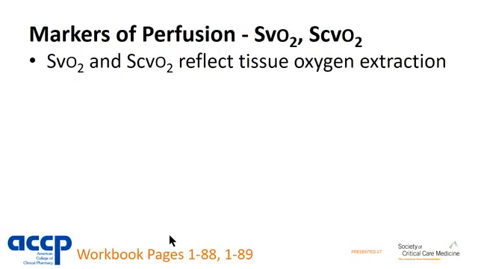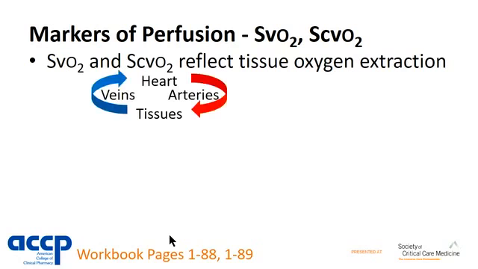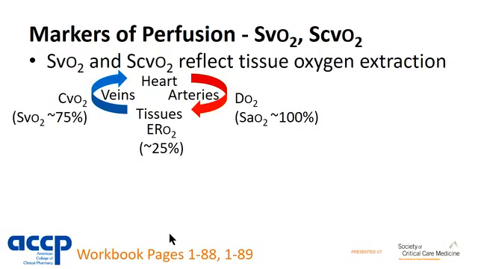Another marker of perfusion that we commonly use at the bedside is venous oximetry, whether that be mixed venous saturation of venous oxygen or central venous oxygen saturation. And really, these reflect tissue oxygen extraction. Again, I like to simplify things with a simple cartoon here. The heart supplies the tissues with blood through the arteries, and the blood comes back to the heart through the veins. The oxygen is delivered through the oxygen delivery with the saturation of hemoglobin nearly 100% on the arterial side. The tissues extract some of that oxygen, roughly at an extraction ratio of about 25%. And then the saturation of hemoglobin that returns back to the heart has a saturation of about 75%.